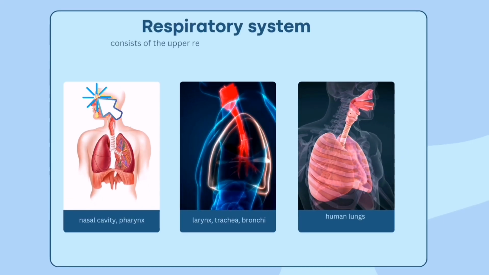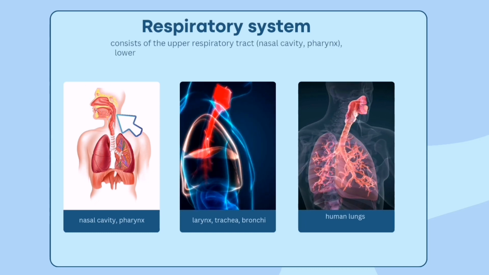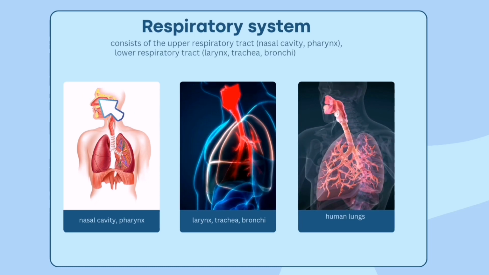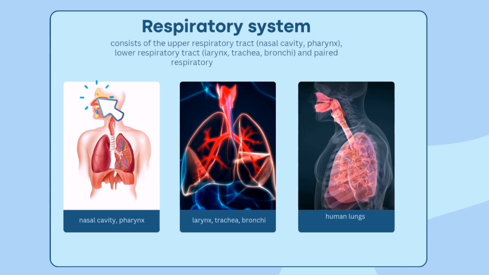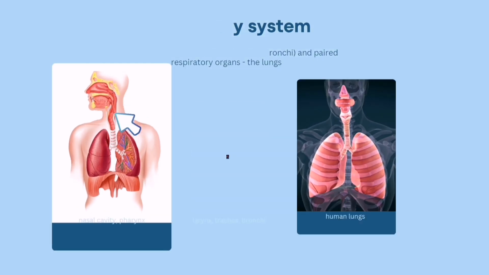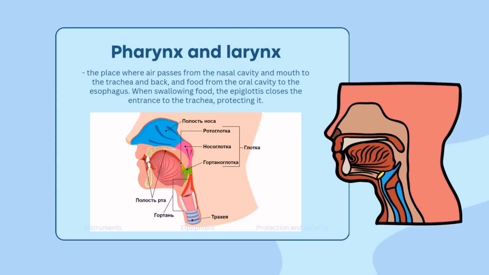The respiratory system consists of the upper respiratory tract, this is the nasal cavity and pharynx, and the lower respiratory tract, this is the larynx, trachea, bronchi, and paired respiratory organs, the lungs. Pharynx and larynx, the place where air passes from the nasal cavity and mouth to the trachea and back, and food from the oral cavity to the esophagus. When swallowing food, the epiglottis closes the entrance to the trachea, protecting it.